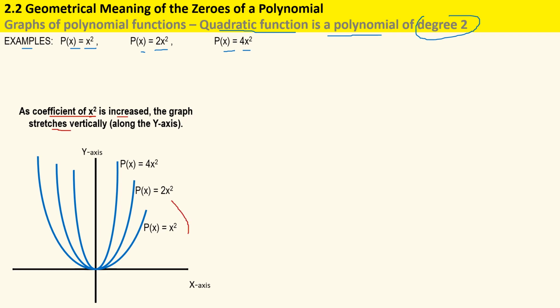So from x square, where the coefficient is 1, to 2x square, where the coefficient is 2, when we move from 1 to 2, the graph is moving inwards, or is stretching along the y-axis. And then when we make the coefficient from 2 to 4, the parabola is compressed, you can say, or is stretching more vertically along the y-axis.